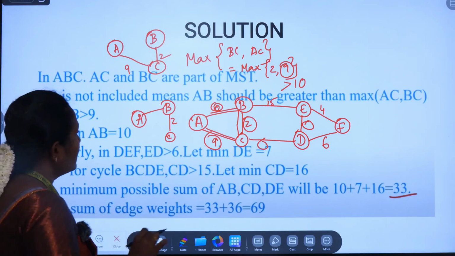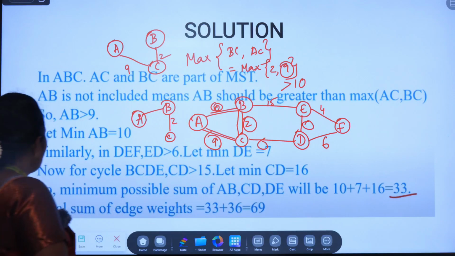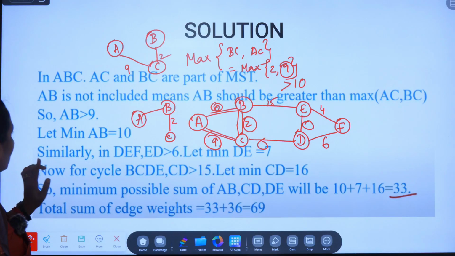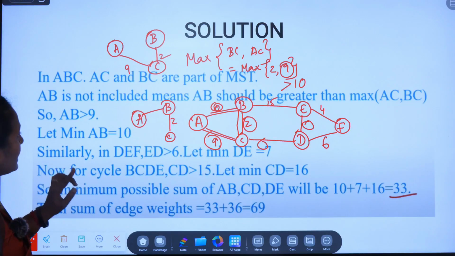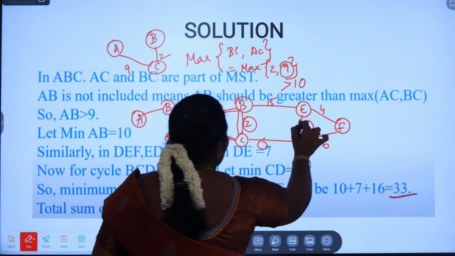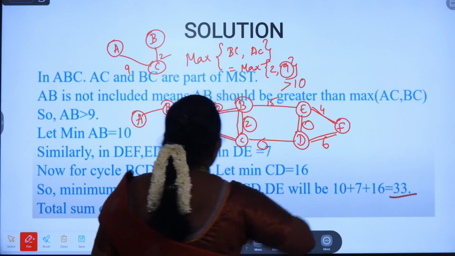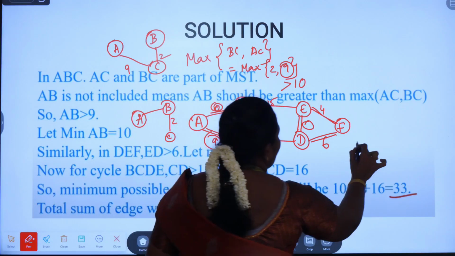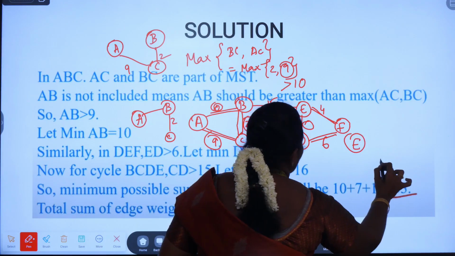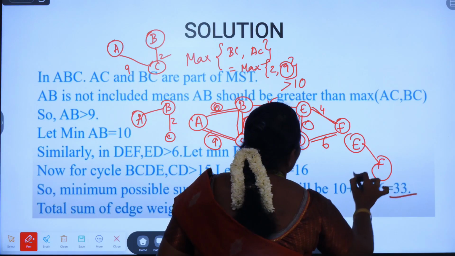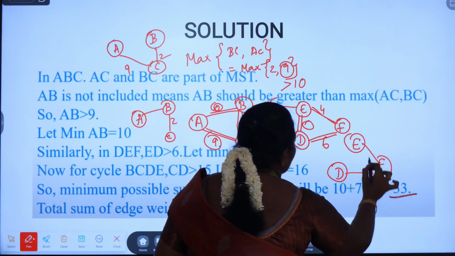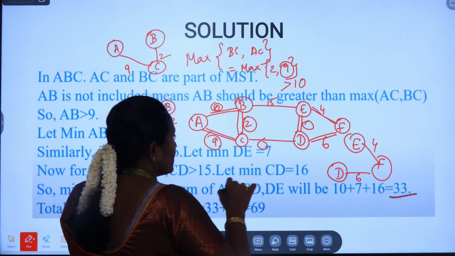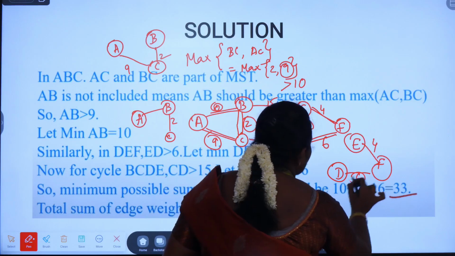Next we are going to find the edge value CD here. So similarly, AB is equal to 10 we have taken. Then you consider DEF, that is you consider this graph. Okay, for this graph, what is the minimum spanning tree you can take? The minimum spanning tree will be E, F, D, that is 4, 6. What is the maximum value among this? The maximum value is 6 here.